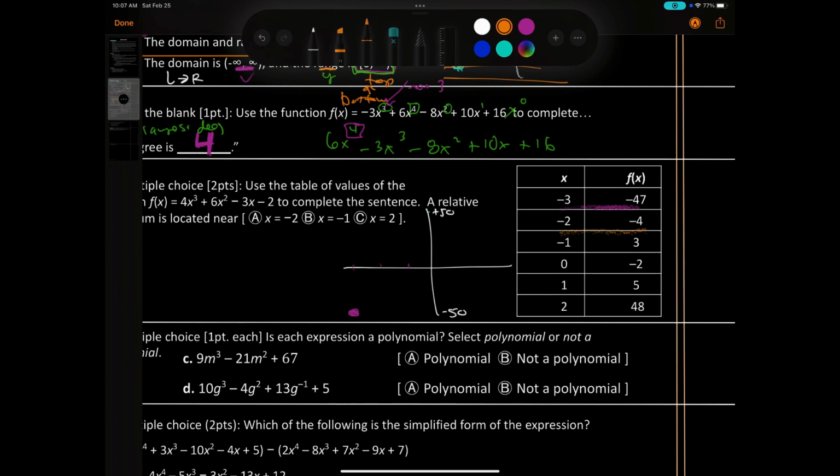This one, negative 2, still negative. This one, negative 1, 3, so now it's positive. 0, negative 2, so 0 on the x-axis, negative 2. So I have a y-intercept there. 1, 5. So just give yourself a visual, and then you'll see a pattern also with the table of values, 2, 48, right 2, up 48. So this is what my graph kind of looks like.